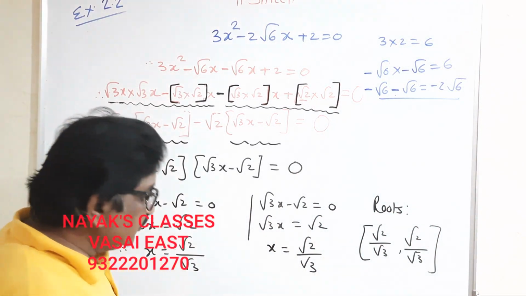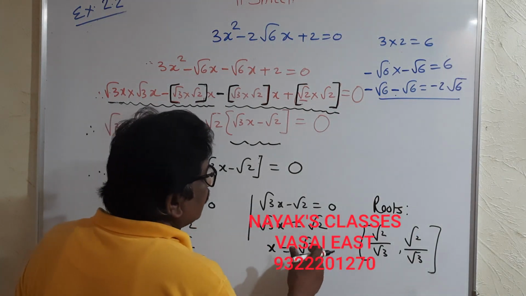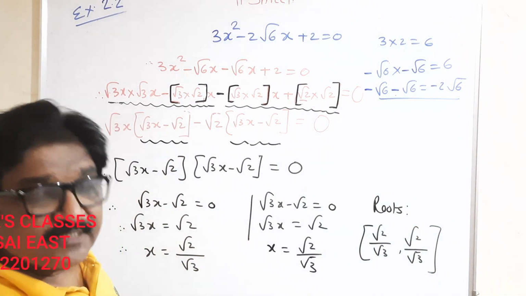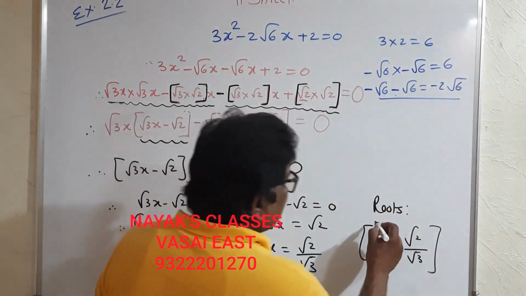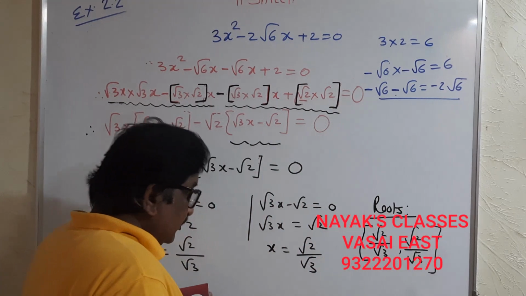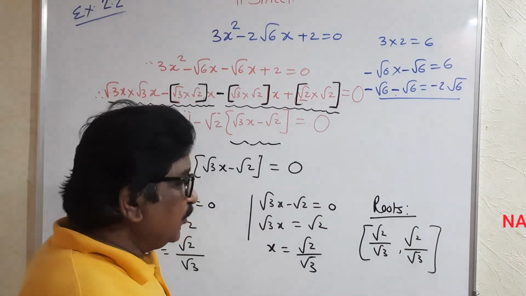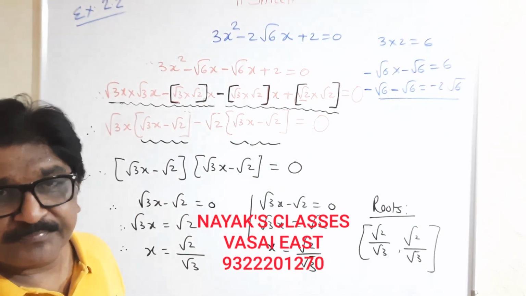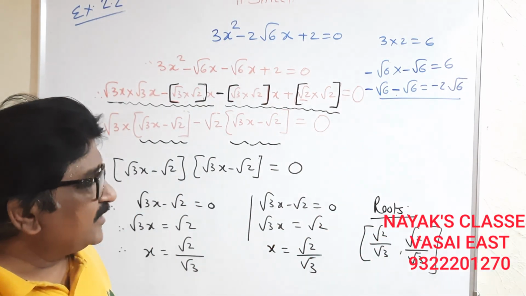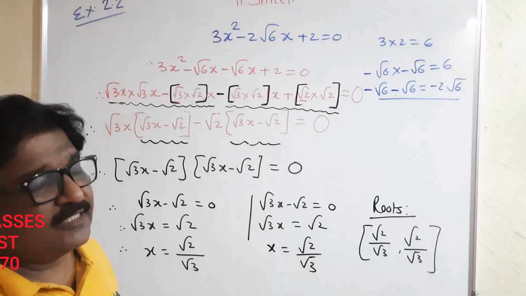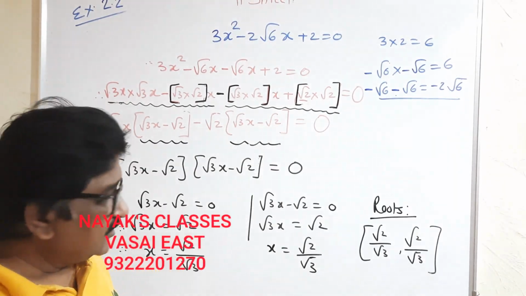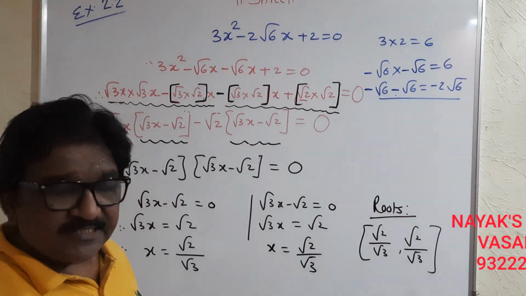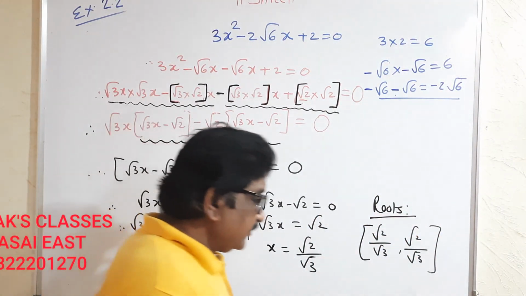Root 2 upon root 3, and here also root 2 upon root 3. So the roots are root 2 upon root 3 and root 2 upon root 3. Roots are same. Why they are same, we will come across in the alpha and beta part of this lesson. So this was the 8th example of this exercise 2.2.